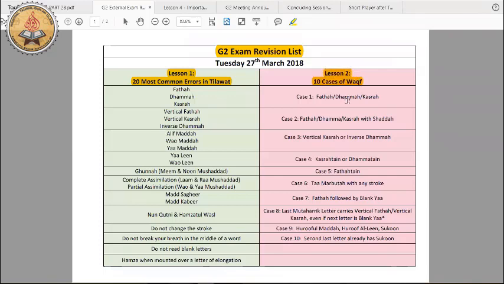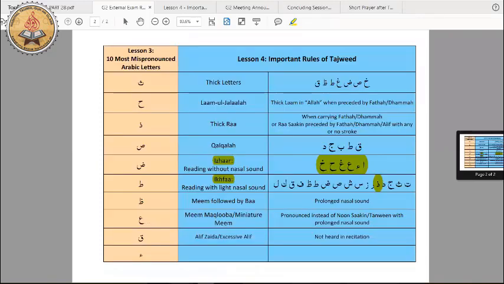So how we pause if the last word carries a fatha, or carries a dhamma with shadda, or if the last letter carries a fathadain, or if it carries a blank ya in the end. All these things on how to pause correctly in the 10 cases. Lesson 3 was about the 10 most mispronounced Arabic letters.